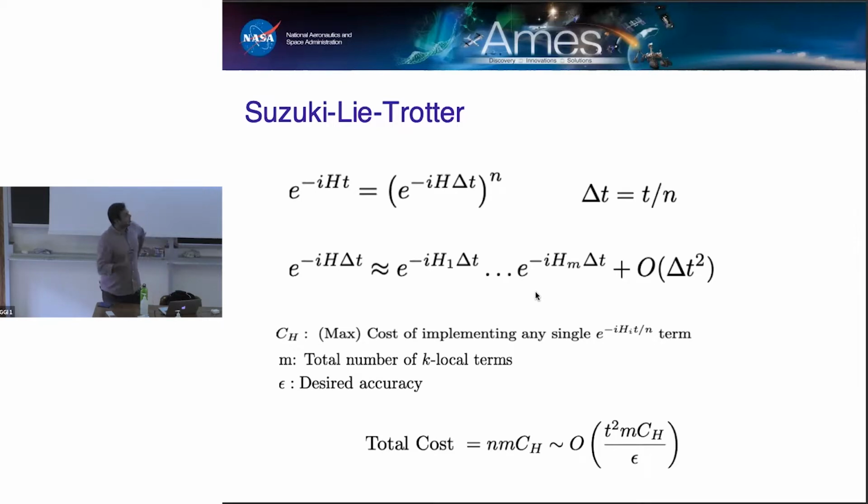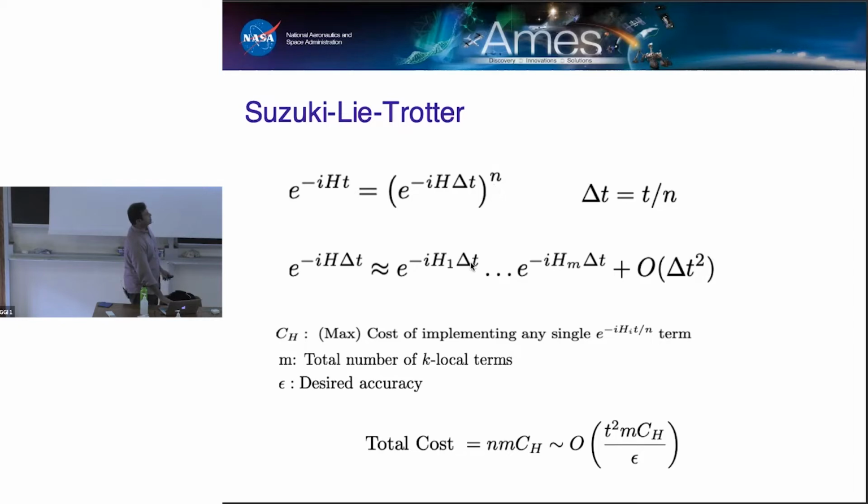Okay. So now let's do some counting for what the cost of this approach would be. We said we want to approximate e to the minus iHt. We said we're going to break it up into small time evolutions, e to the minus iH delta t, and then repeat it for n steps. So the total cost is going to be n times some number.